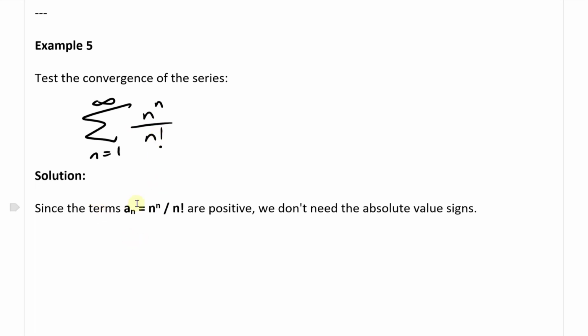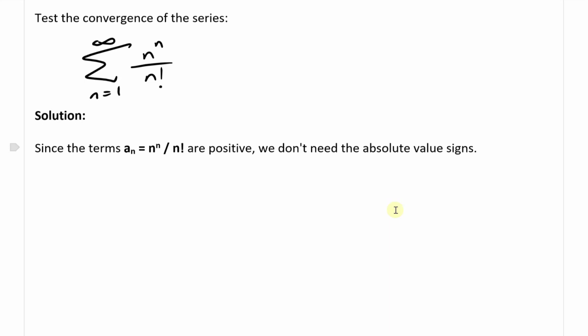Since the terms an equals n to the power of n divided by n factorial are all positive, where n is a positive integer, n to the power of n is positive and n factorial is positive, we don't need the absolute value signs for the convergence test. So the absolute value of an plus 1 over an just equals an plus 1 over an in our case.